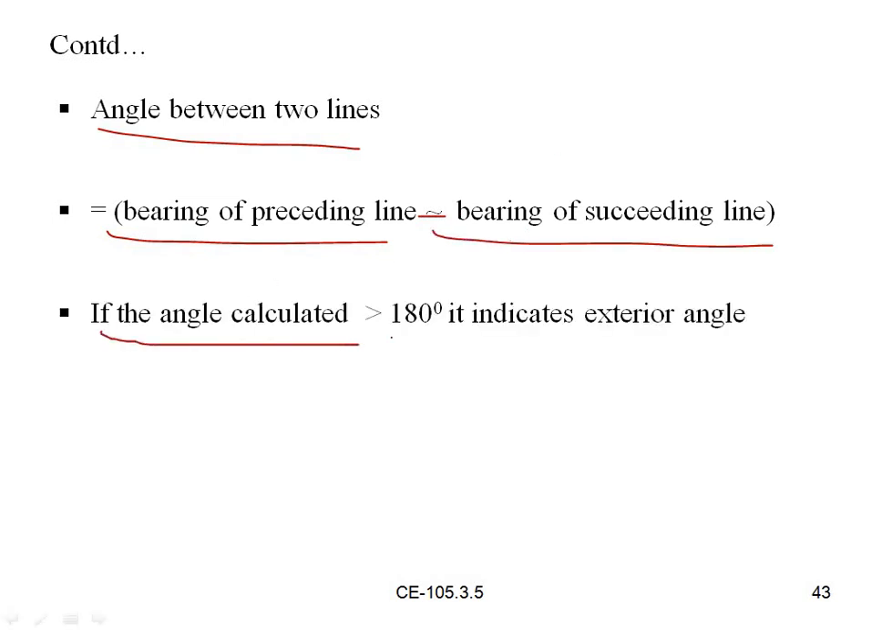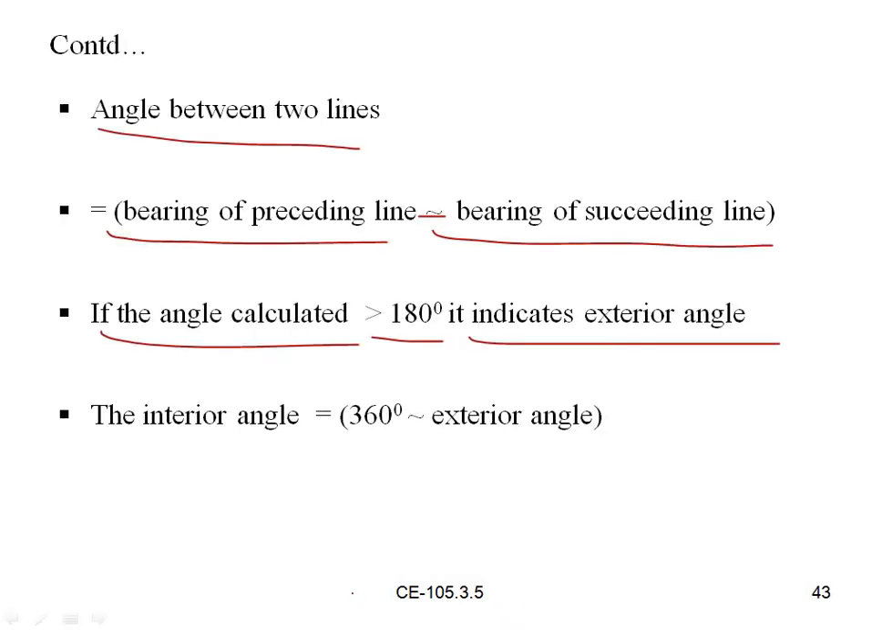If the angle calculated is greater than 180 degrees, it indicates an exterior angle. The interior angle is 360 degrees minus exterior angle. Okay, to get the interior angle we have to do 360 degrees minus exterior angle. So this is the formula we have to remember.